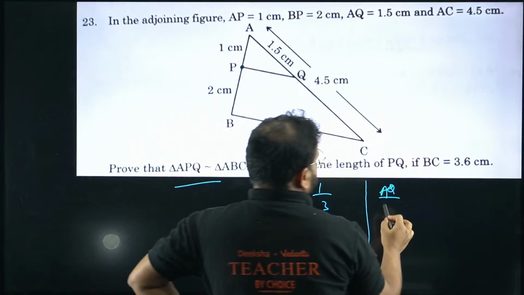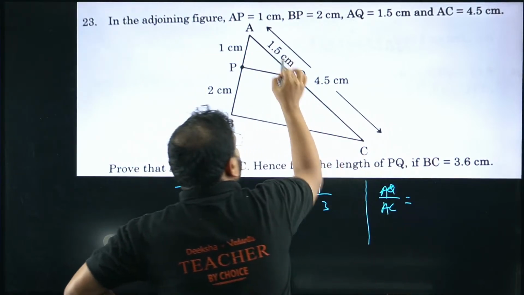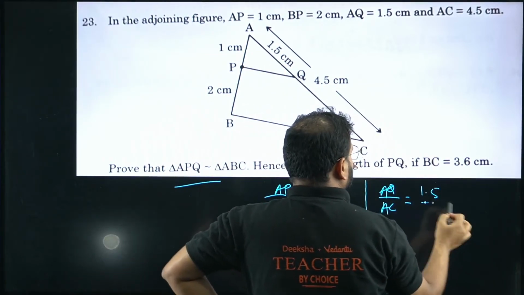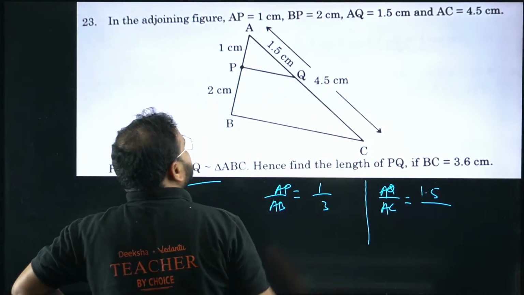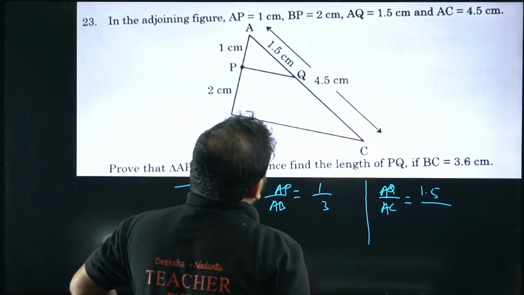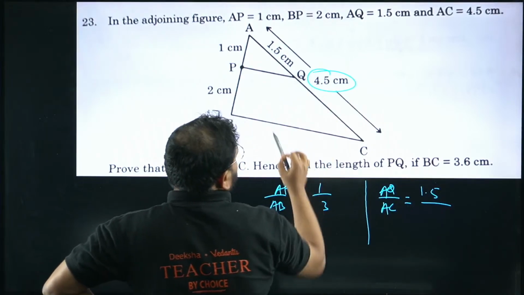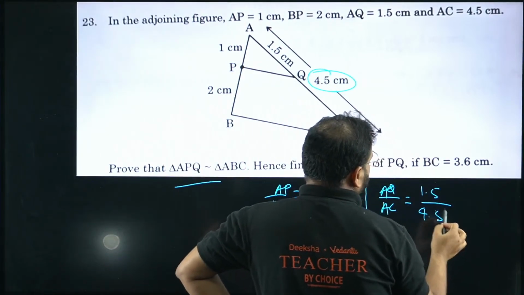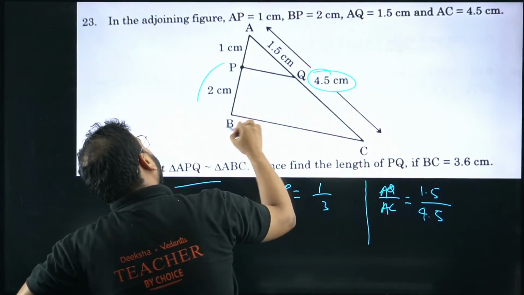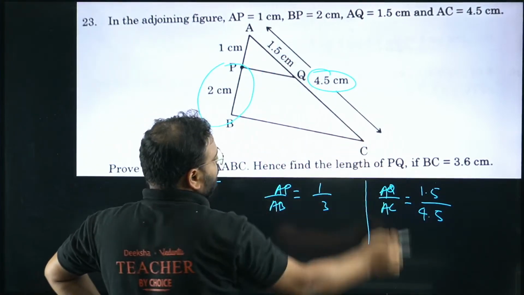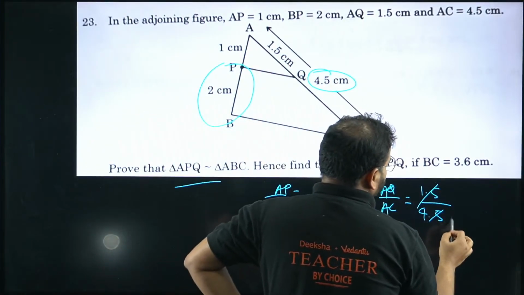Same way, find AQ to AC. What is AQ? 1.5. And what is AC? Add these two. How much is it? They've already given this AQ value, no? 4.5. So right here 4.5. No need of adding it actually. In this case they have given only the PB value. Over here they have given the entire value. So 4.5 only. Again you'll get this as 1 by 3.